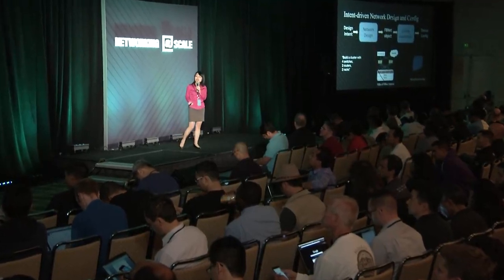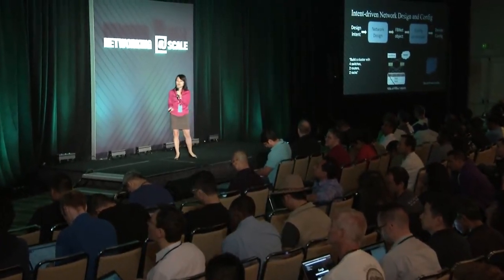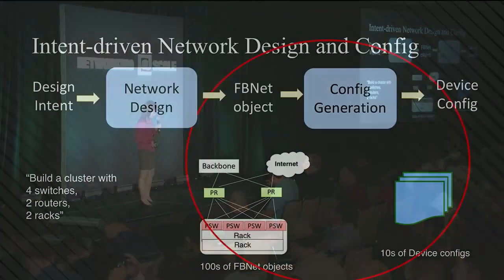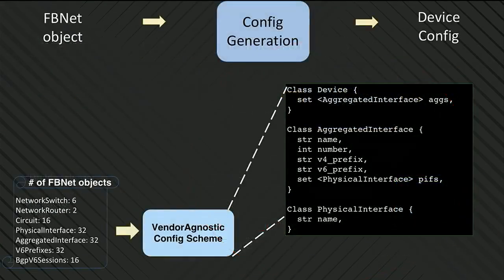So based on these AppNet objects, config generation generates vendor-specific device configs. It feeds these AppNet objects to a vendor-agnostic config schema. The config schema captures the variables that will be used to generate configs. For example, a device has a list of aggregate interfaces. An aggregate interface will need a name, number, prefix, and a physical interface to generate a config, and a physical interface also needs a name.